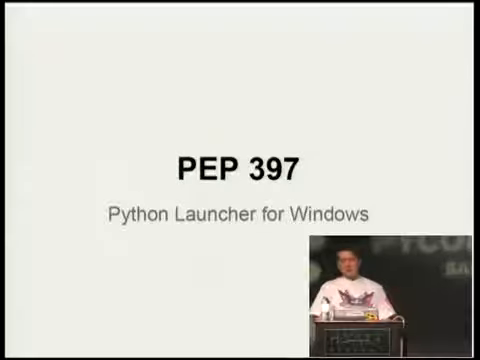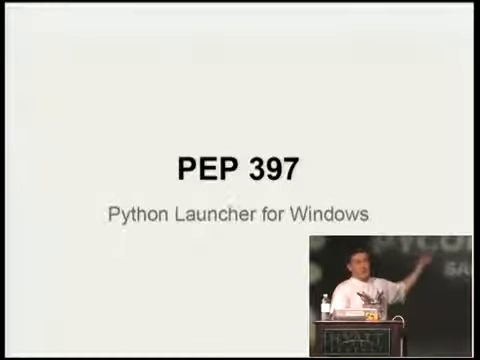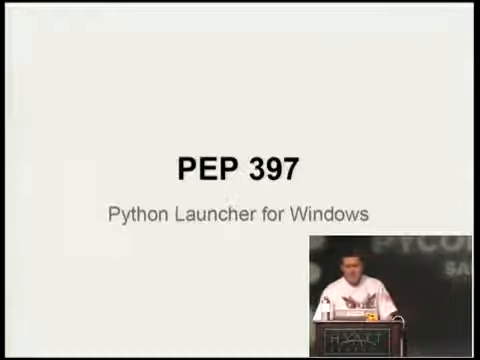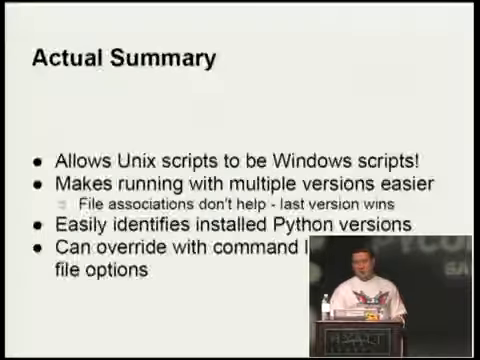PEP 397 is one that I think is probably the most interesting in this whole talk, and a lot of people seem to like it. I'm talking to people at lunch and around the hallways, and it seems like something people really like, especially because people actually are using Python 3, as my graphs show. So the short of it is that it's a shebang processor for Windows scripts.